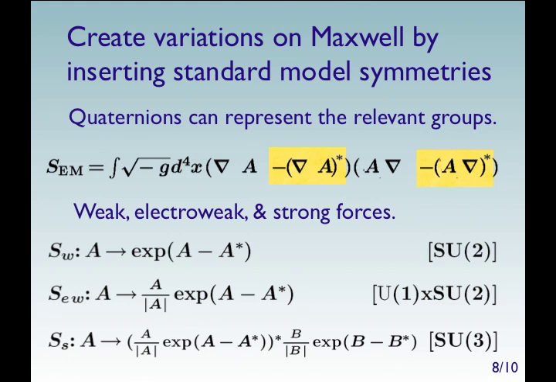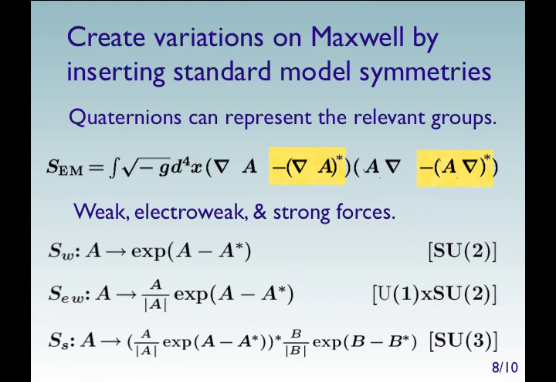And wherever there's an A in there, just put in that exponential, and you'll have the SU2 symmetry, and therefore you can vary this thing with respect to that, and it won't change. And that's great because it means there'll be these 3 conserved charges. Now, you can also do electroweak symmetry by just multiplying that exponential by A over the absolute value of A.